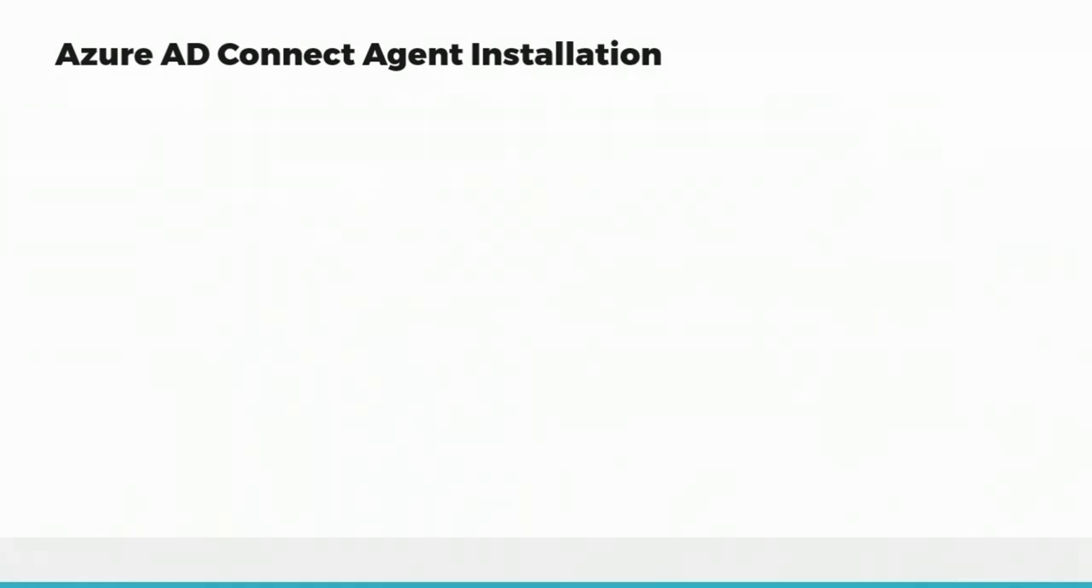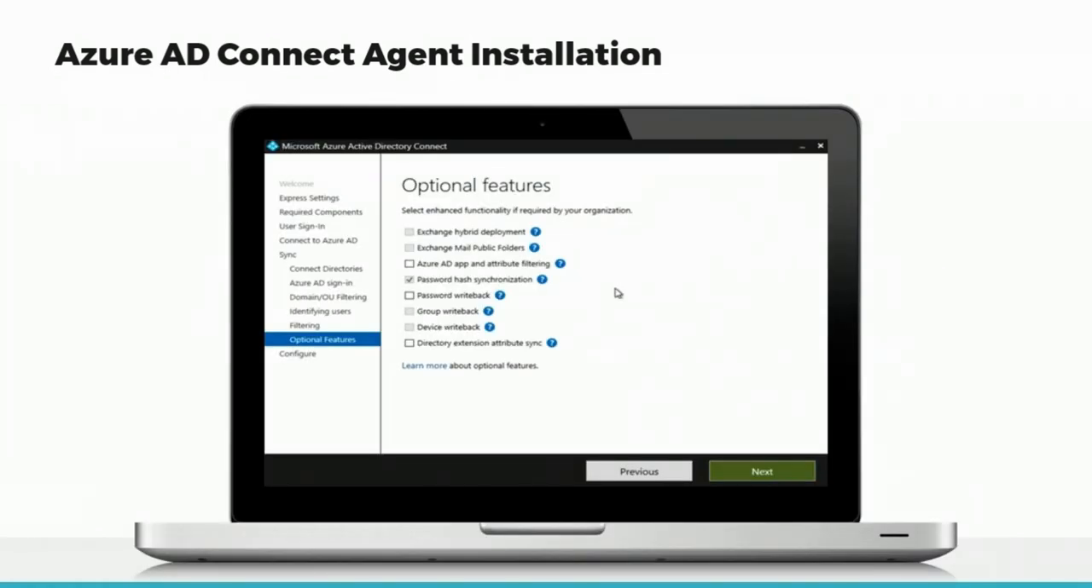Then you get to the optional feature screen, where you can enable options like password write back. So if the user changes their password in Azure AD, then that gets written back, of course, to the on-premises domain controller. Now, once this is enabled, it is left running in the background all the time. It's a service that runs on the on-premises domain controller. And so as you add users on-premises, they will be synced into the Azure cloud, given that they're part of your domain and OU filtering.